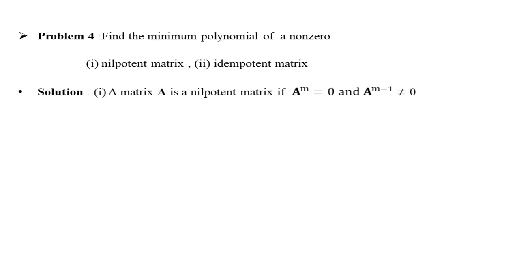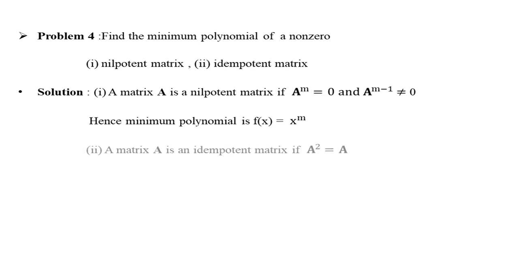By definition, a matrix A is a nilpotent matrix if A power m equal to 0 and A power m minus 1 not equal to 0. Here, A power m equal to 0 gives the minimum polynomial as x power m. So we have the result. Hence, the minimum polynomial is f of x equal to x power m.